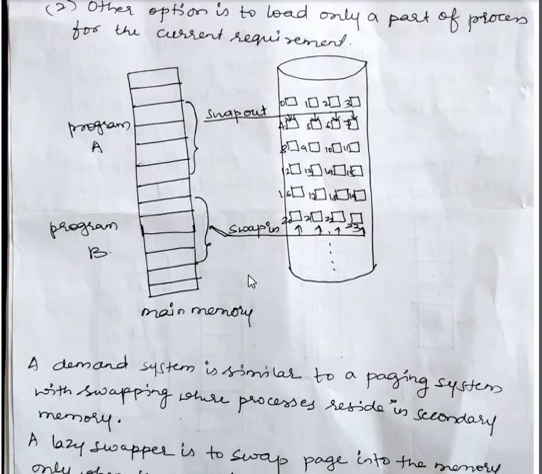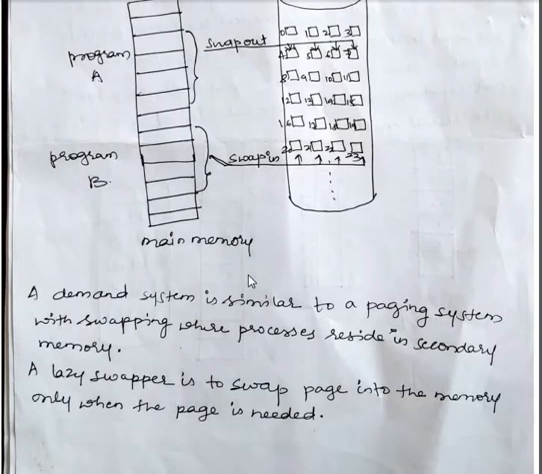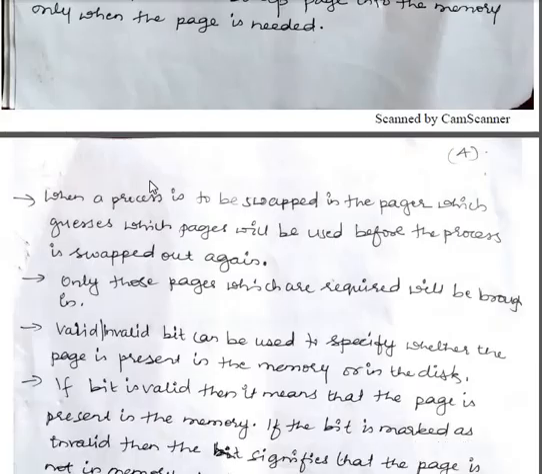So in this, a normal swapper is not used, a lazy swapper is used. What do you mean by lazy swapper? This swapper will be idle until there is a request for swapping. Only whenever those pages are required, at that time the lazy swapper will be active and it will swap out the old pages and bring the new pages into the memory. So this is done by a lazy swapper.